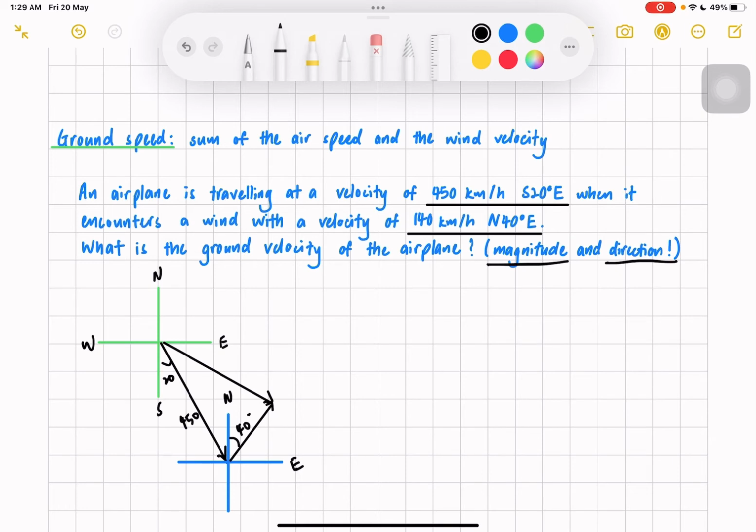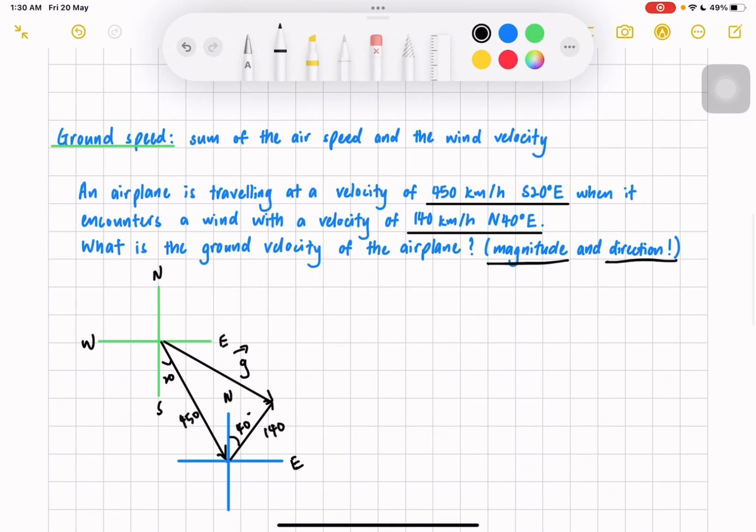So now we have to find the magnitude of this, the ground speed. Now, before doing that, we must find this angle. If you notice, this line and this line are actually parallel lines. So that means if this is 20 degrees, this will also be 20 degrees too. So now we can draw another triangle with all the given information that we have just found.